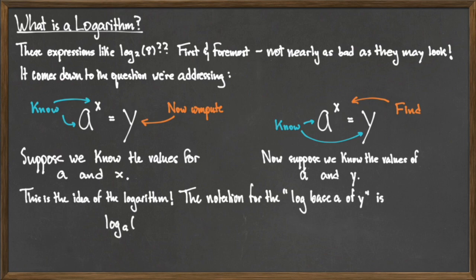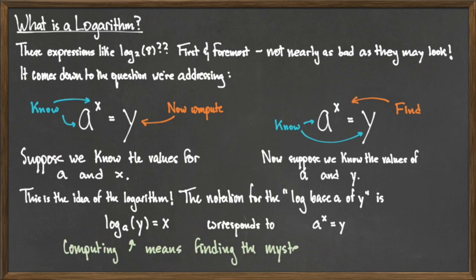We have special notation for this. We say that the log with the base of a of y is expressed as the symbols log with a subscript of a for your base. You input y, the value that you're trying to get to, and then what you get as an output is the exponent that you're looking for. And this corresponds to the original expression a to the x equals y. So at the end of the day, when we say log base a of y, we're simply just trying to find the mystery exponent x, such that a to the x is equal to y.